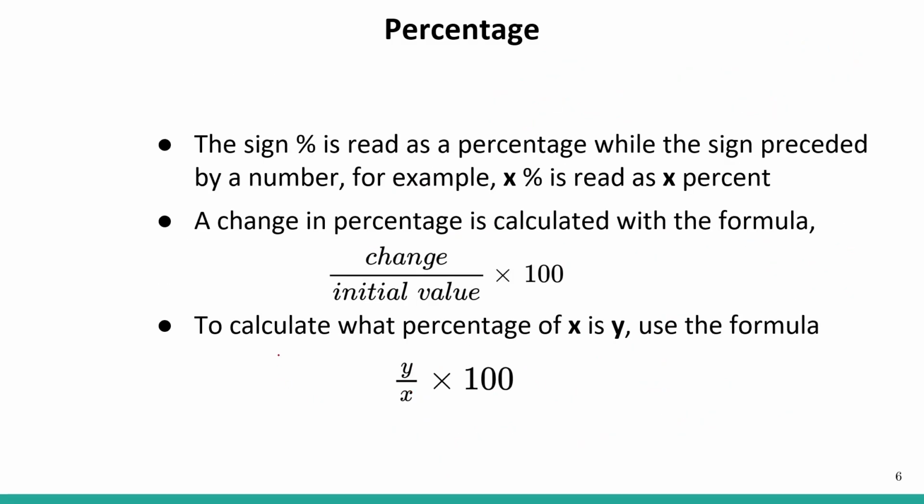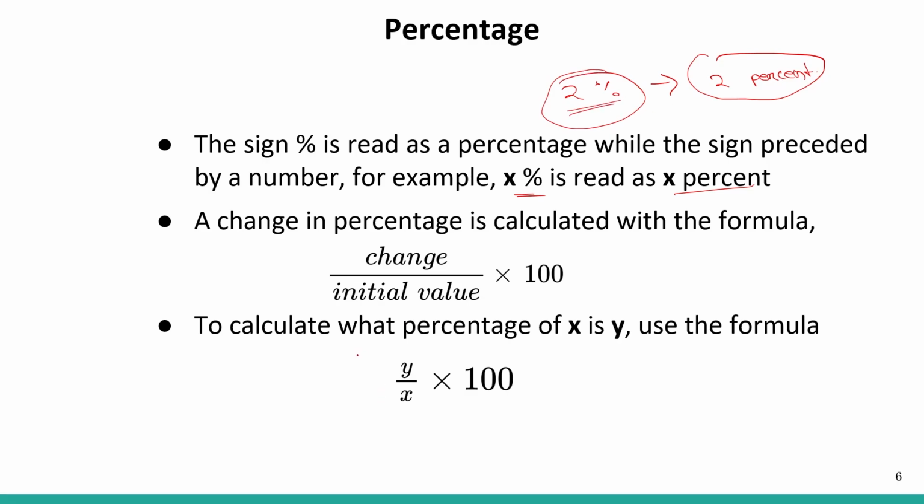So the percentage sign is read as percent. Okay, so while the sign is preceded by a number, for example, x% is read as x percent. So here this thing is read as x percent. So if you have this kind of symbol there, what you see is 2%, you say 2 percent. Okay, this is what you say, and this is what you see. So this one is read as 2 percent.